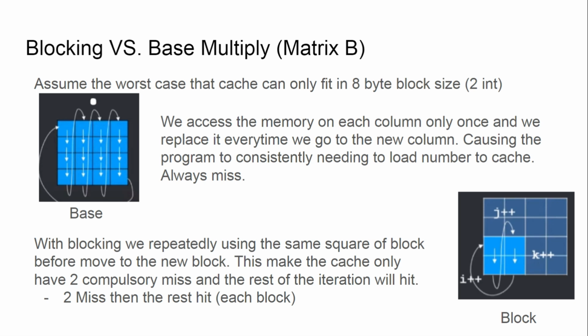Compared with blocking, we repeatedly use the same square box until it's done, and then we move to the next block. With this, the cache only needs to make 2 compulsory misses, and the rest of the loop will hit because the block keeps getting looped and it's already in the cache. So basically, it's 2 misses, then the rest hit for each block that we need.